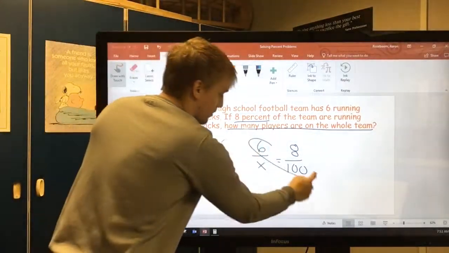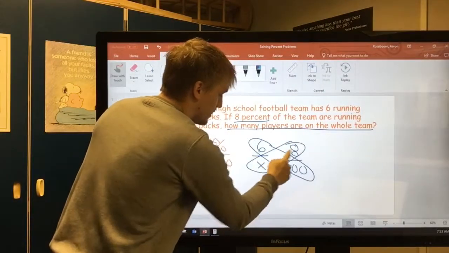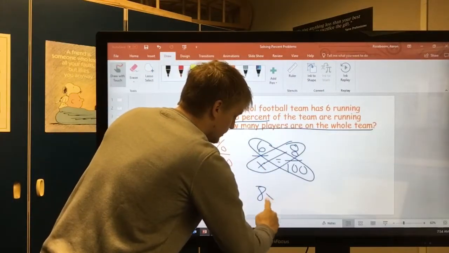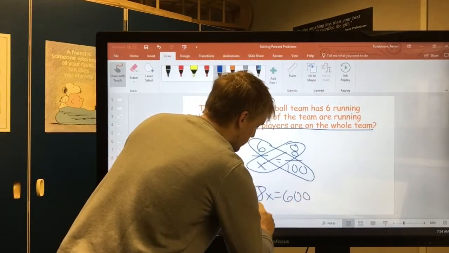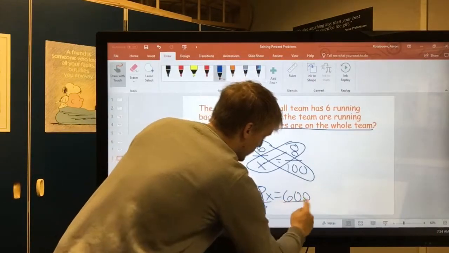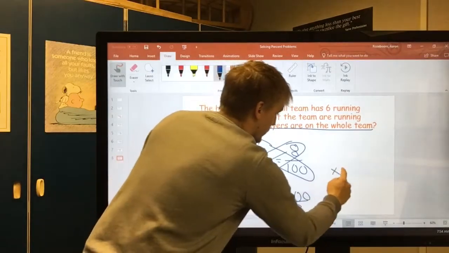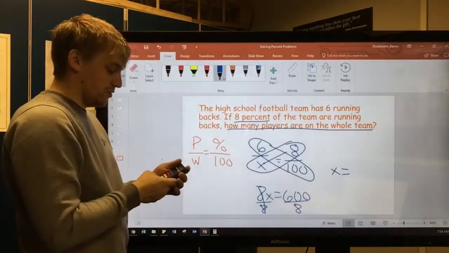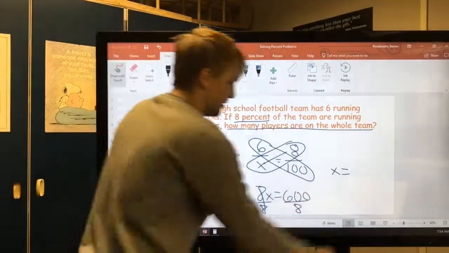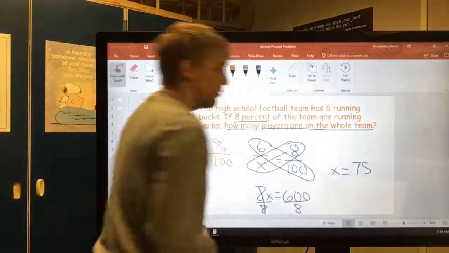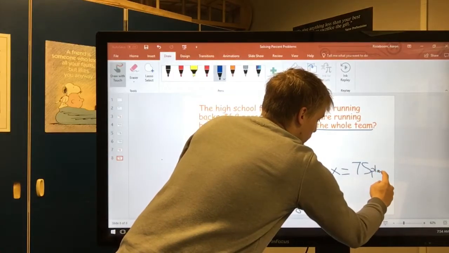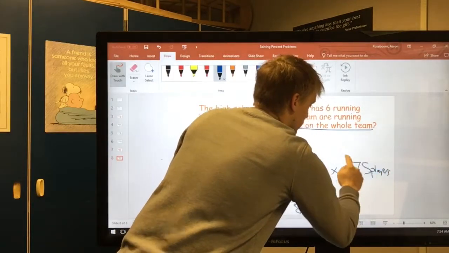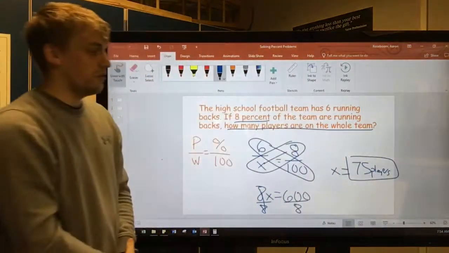So we write 8 times x is 8x equals 6 times 100 is 600. Divide by 8 to get x alone. X equals 600 divided by 8 is 75. So how many players are on the whole team? There's 75 players.